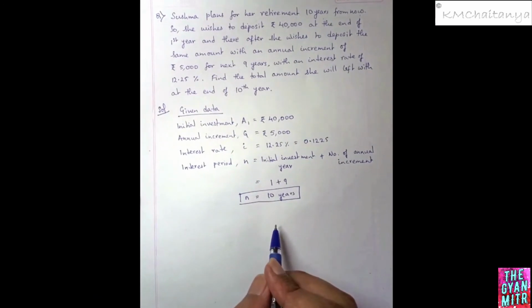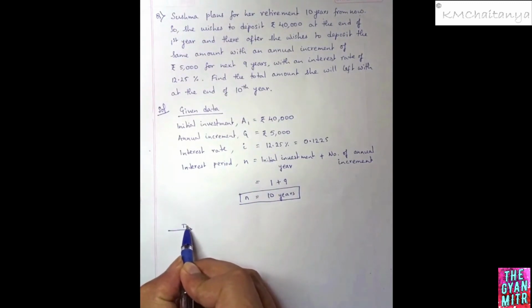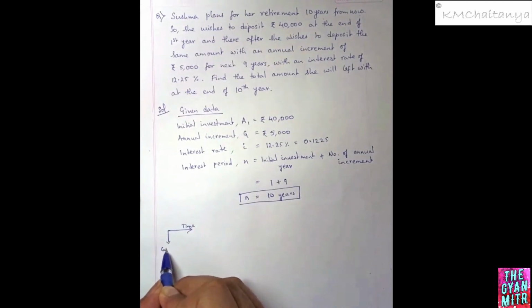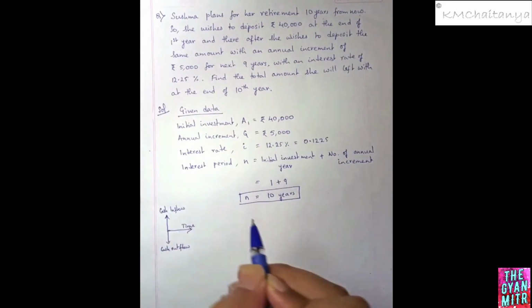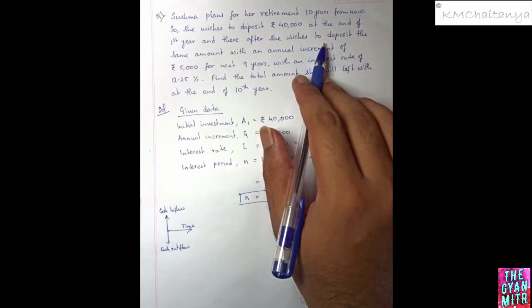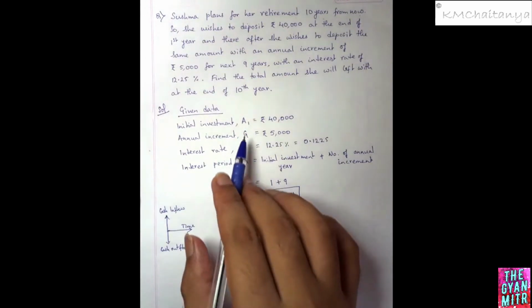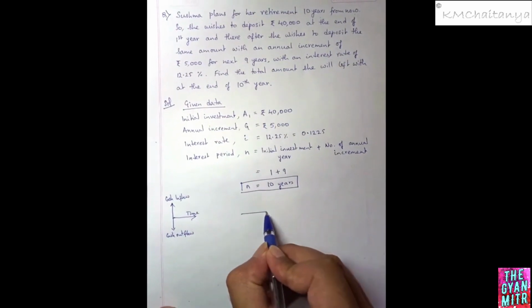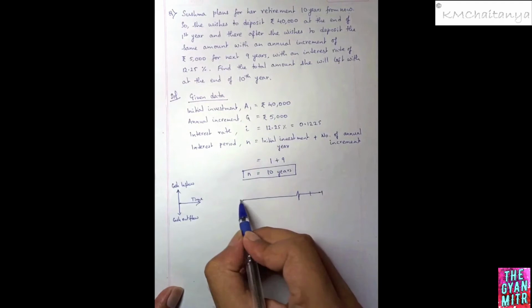Now we will draw the cash flow diagram for this particular problem. So you have the timeline, so cash outflow, then you have the cash inflow. Now she is wishing to deposit the money into the bank account, therefore she is investing the money from her account into the bank account, that is the cash outflow, and this is happening for 10 years. So I don't want to draw the complete 10-year timeline, so I'll just draw for a few years.